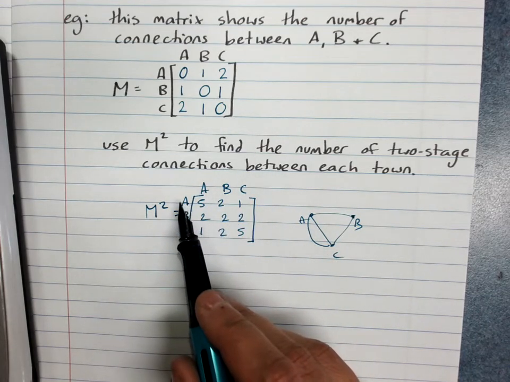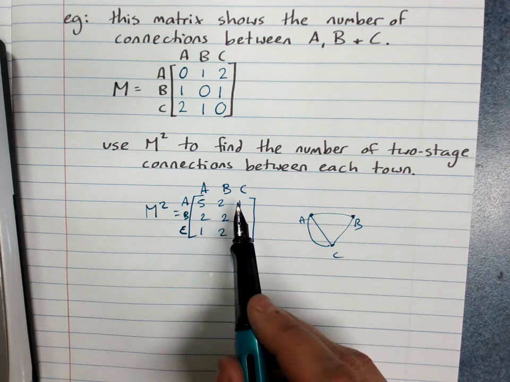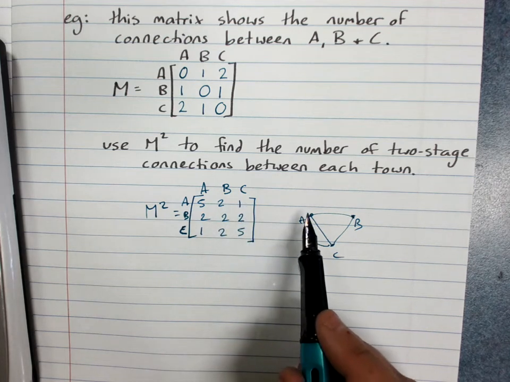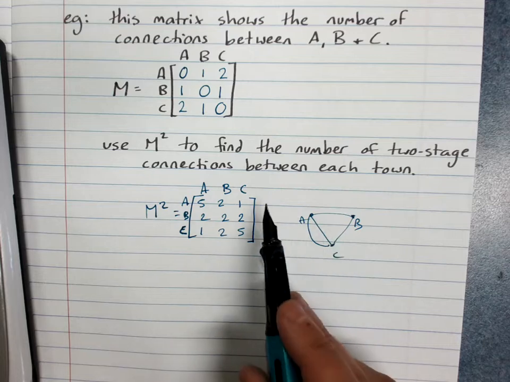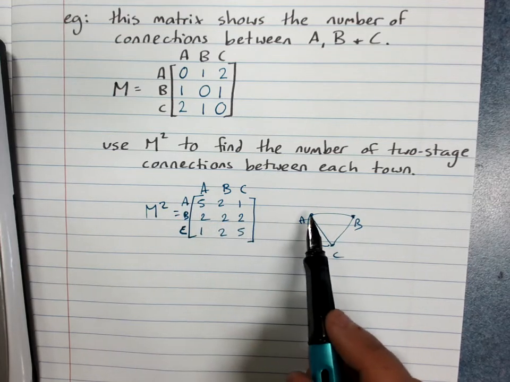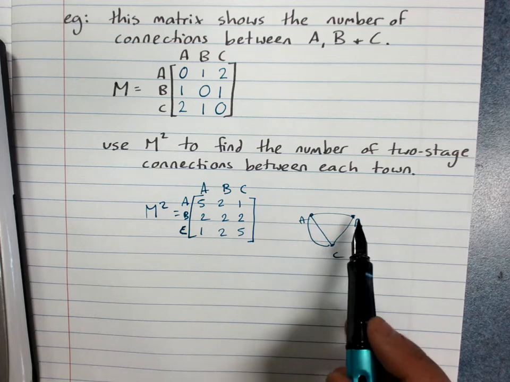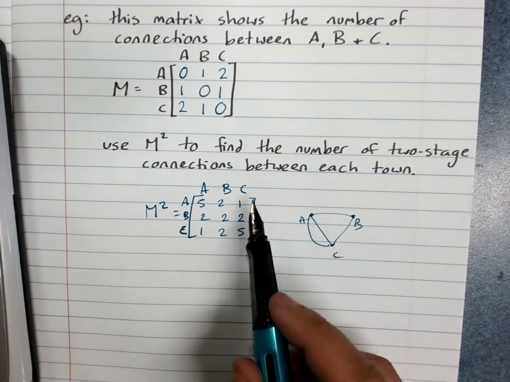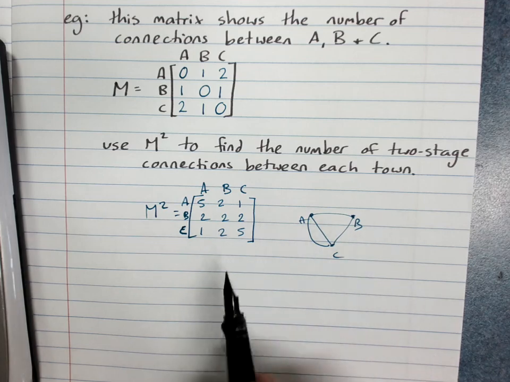To go from A to C via one other town, A through B to C, there's only one way to do that. To go from A to B through one other town, I could go to C to B that way, or C to B that way. There's 2 different ways to do it. So that's what this is looking for.